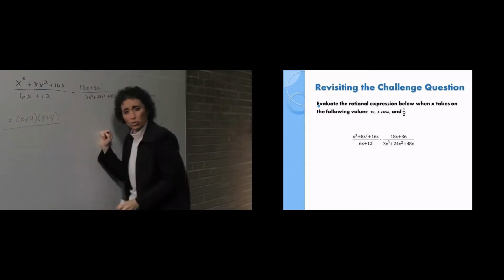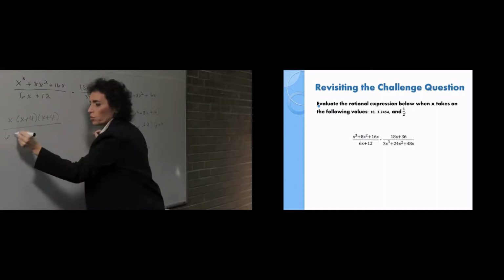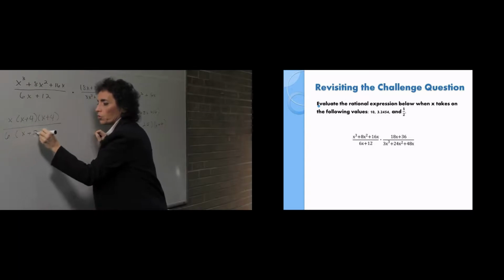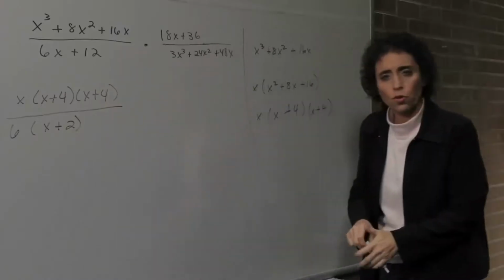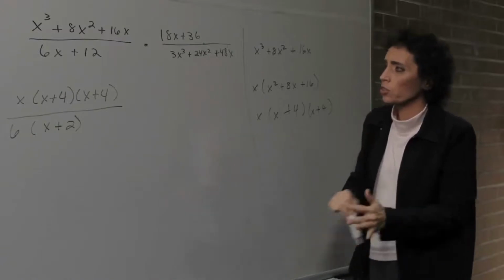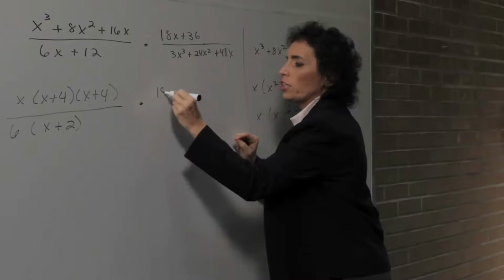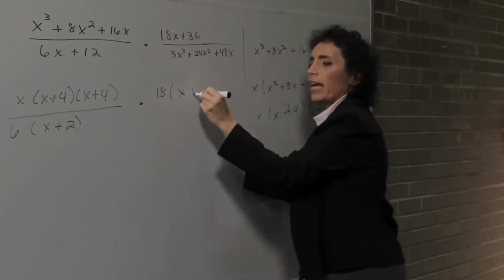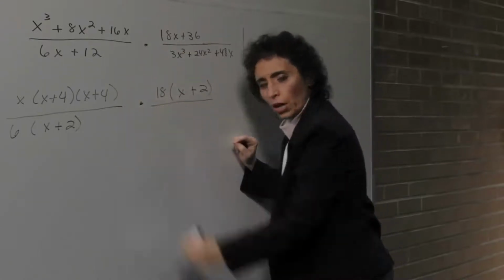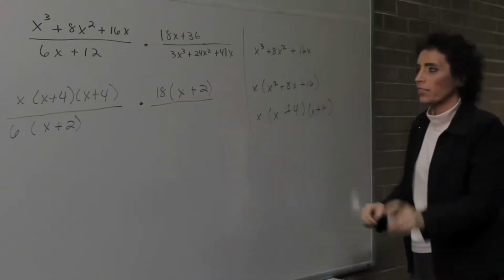The bottom of this is not too bad. Just pull out a 6, GCF. We get x plus 2. Okay, so far we're good. Now let's do the next one. Okay, and the next one, 18 is the GCF. Divide by 18, and we get x plus 2 again. I'm liking those two. How about you? I like those. Now, let's take a look at this one.